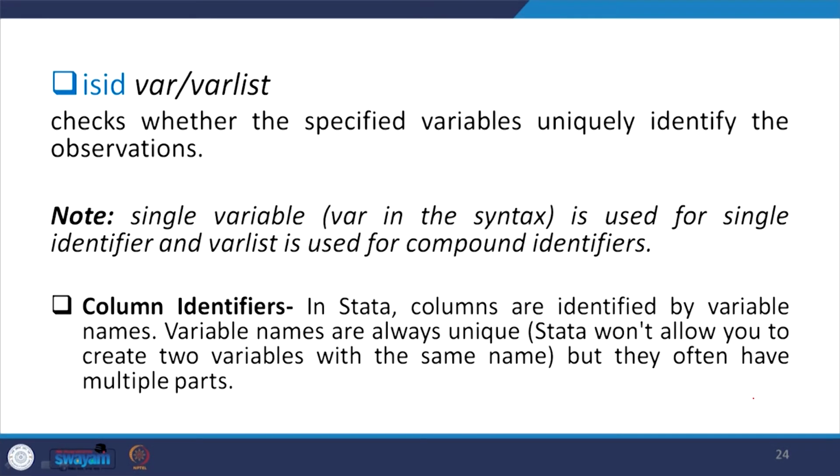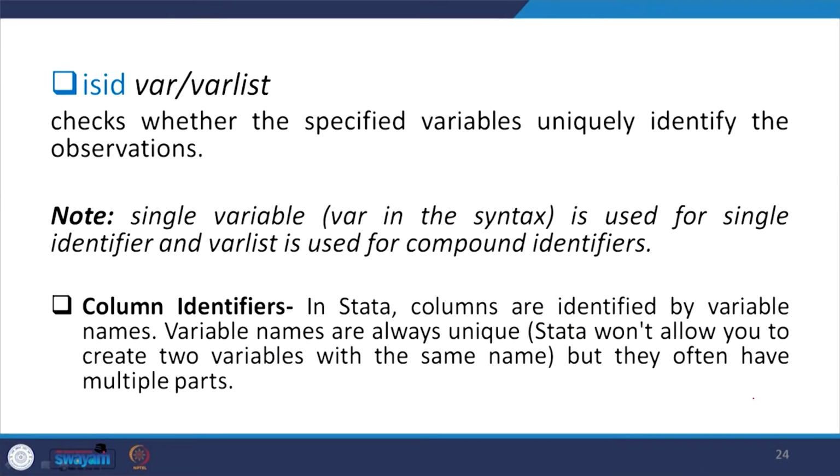Let me take a note here that a single variable in the syntax, the var command, or one variable in the command, is used for a single identifier. And if you include a varlist, it includes compound identifiers, a list of variables. Combined, they may uniquely identify observations and generate a single variable which is uniquely identified, but individually they may not be. Okay, let us test it.